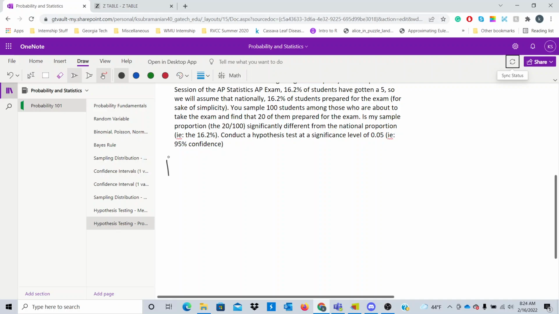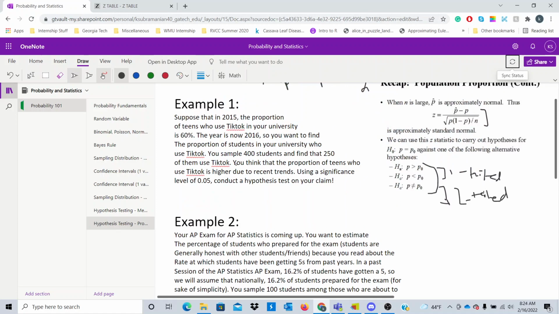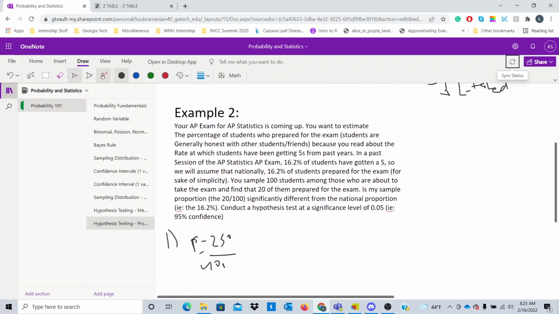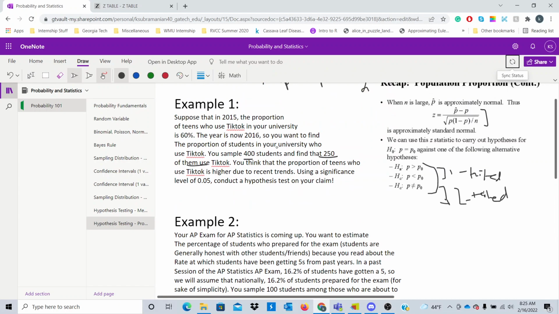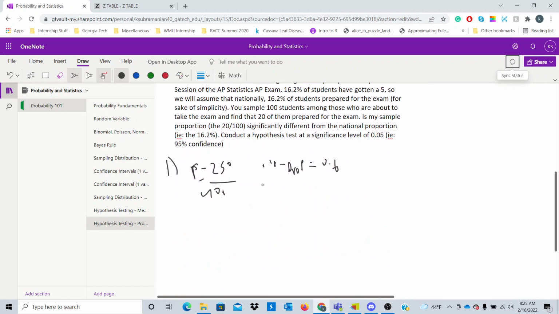So let's unpack what we have here. We know our sample proportion p hat equals 250 over 400 because we sampled 400 students and found that 250 of them use TikTok. We're also going to need to know that our old proportion is 0.6, and that alpha, the significance level, is 0.05. So let's come up with the hypothesis test.